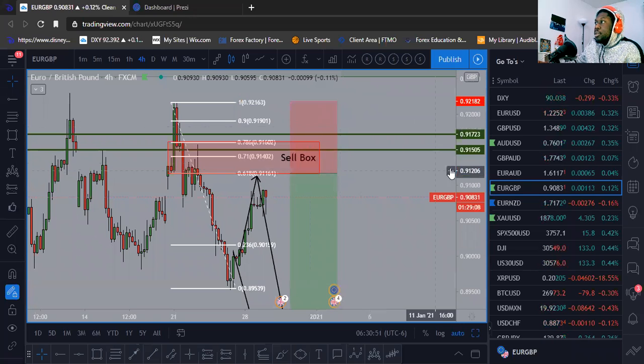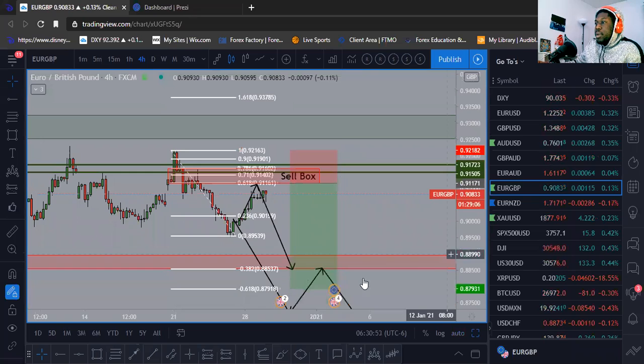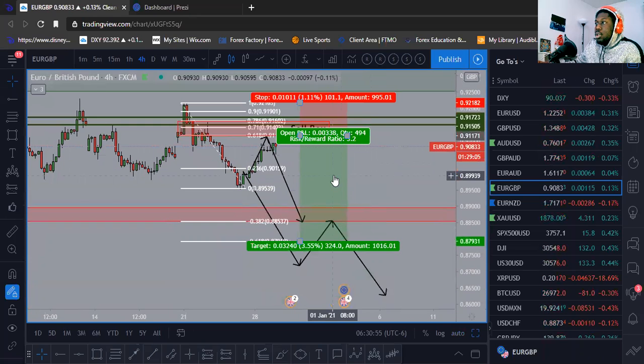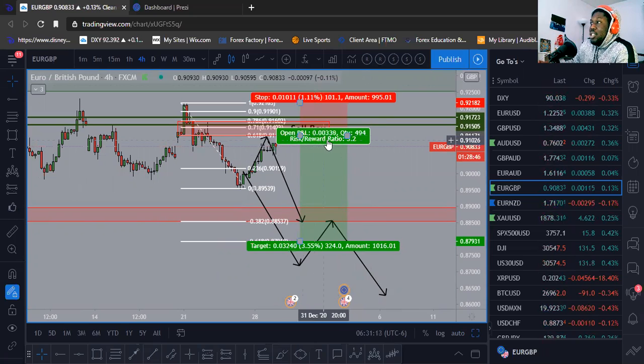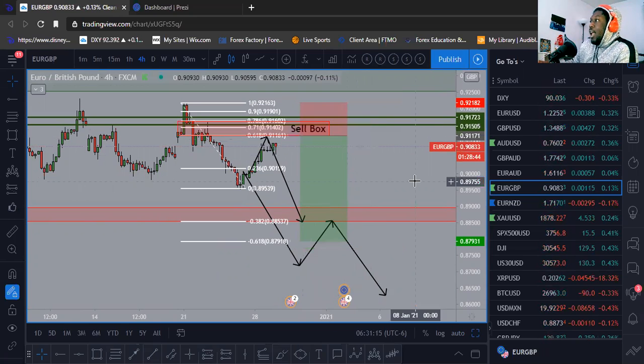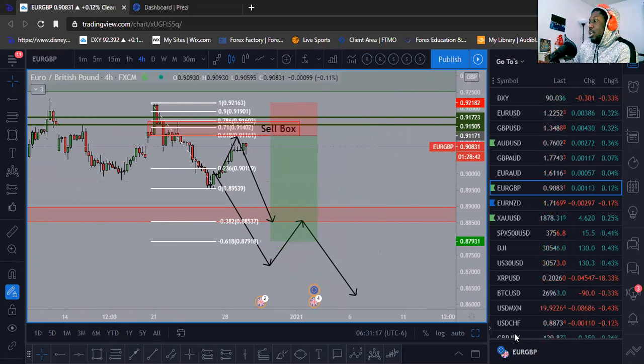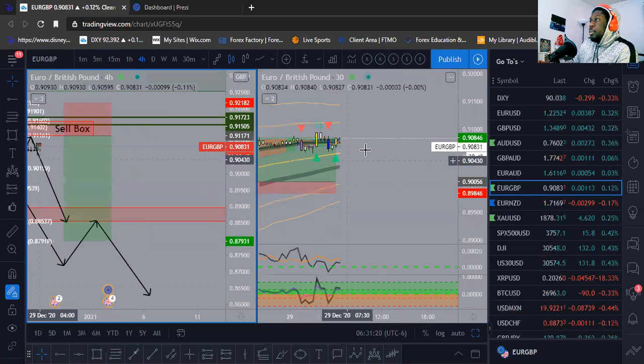I'll risk 100 pips off of this, take price to the lower low. That'll be like a 3.55% account increase if you just don't take any partials, anything like that. So I'm still saying the same thing on EG, but I'm just waiting for this limit order to get hit at 0.91171. Come over here.